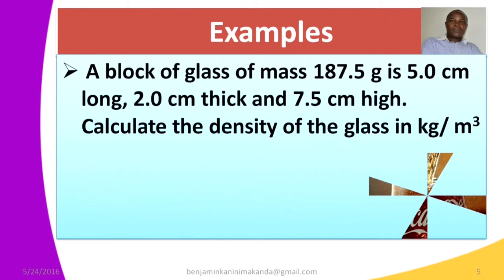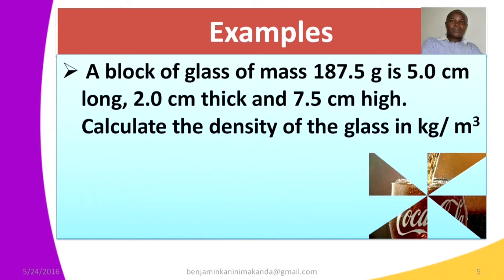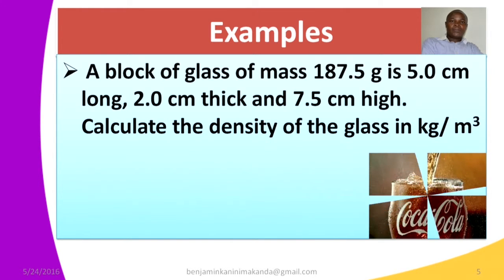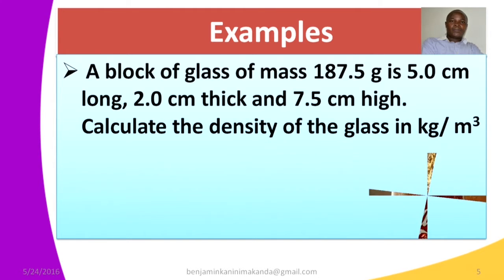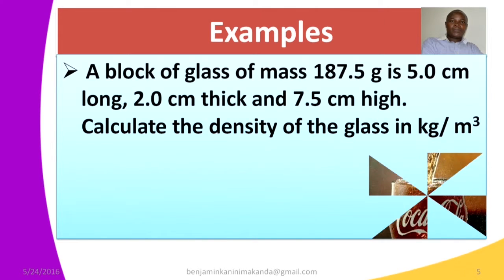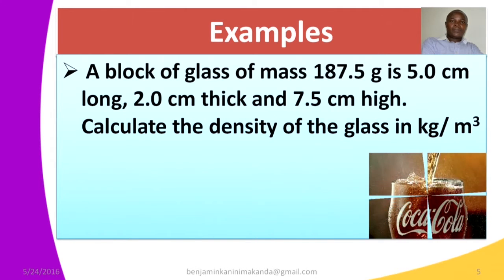Then, we are also given the dimensions of the block. The block is in the form of a cuboid. It is 5 centimeters long, 2 centimeters thick, and 7.5 centimeters high. So, having these dimensions, we are able to calculate the volume of this glass. So, that's going to be 5 times 2 times 7.5, which is going to give us units in centimeters cubed. And then, we are required to calculate this in meters cubed. So, the volume we get here is going to be in centimeters cubed. Then, we express it in meters cubed.